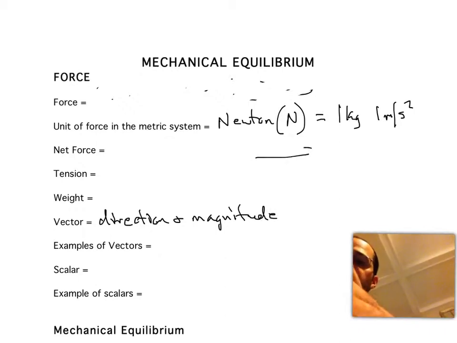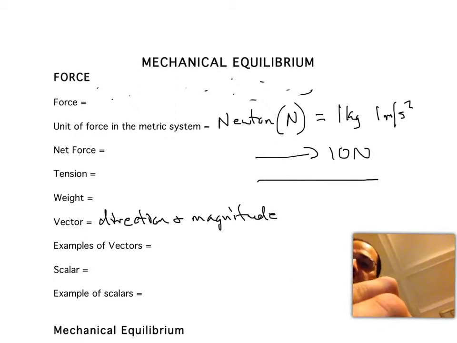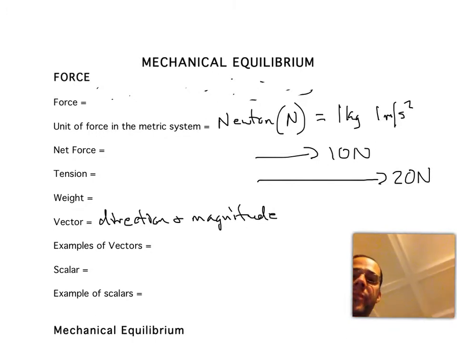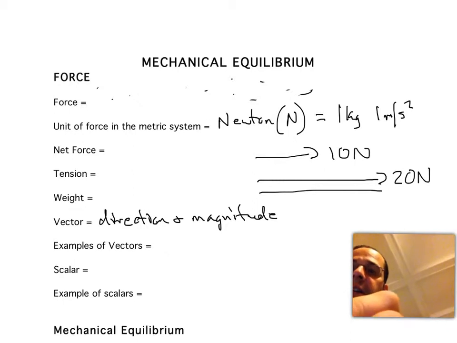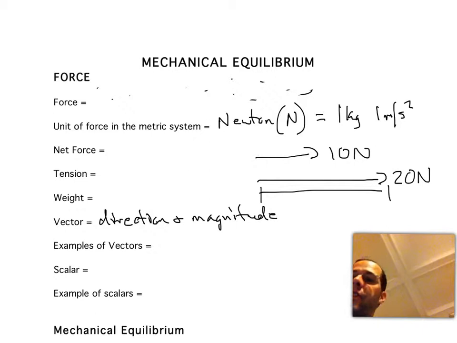We can push with 10 newtons this way, or if somebody pushes harder, they can push with 20 newtons in that direction. The key there is the length of the vector, so how long it is from here to here, indicates the magnitude of the force, or how much force there is. Obviously, the arrow on the vector is going to tell you which direction the force is going. That's key for a lot of things that we're going to do.